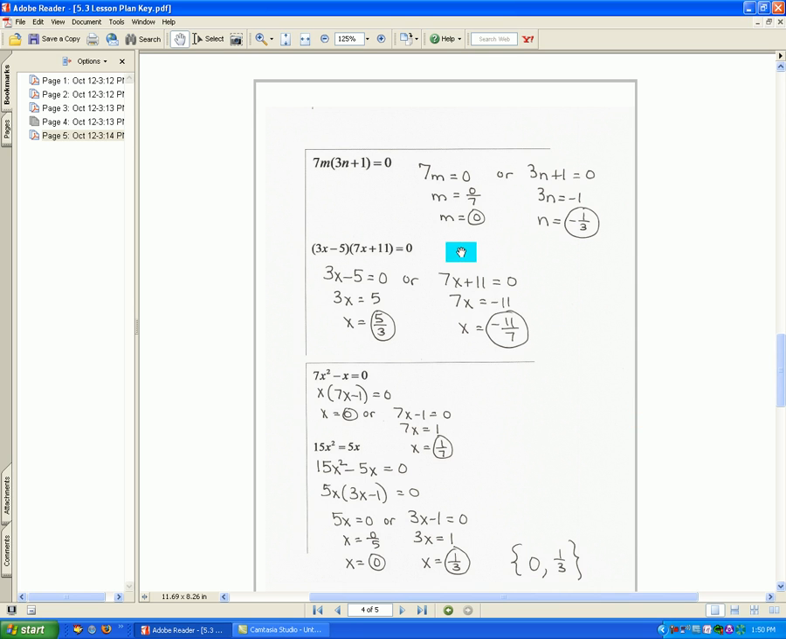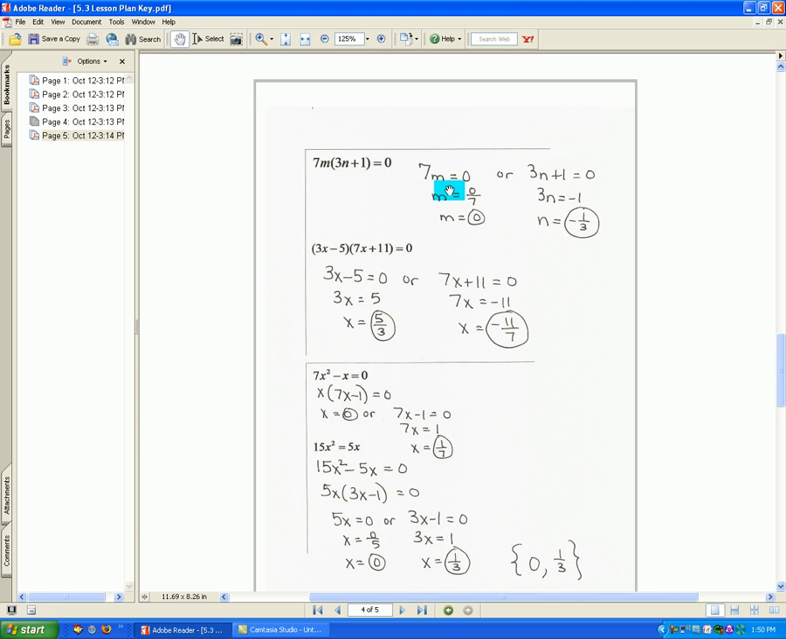Okay, ladies and gentlemen, as we continue with section 5.3, solving equations, let's look at this next equation. 7m times the quantity 3n plus 1 equals 0. If two factors are multiplied together to give me the answer 0, that means that either the first factor is 0, so 7m equals 0, or the second factor is 0. So that's how we set up the case.